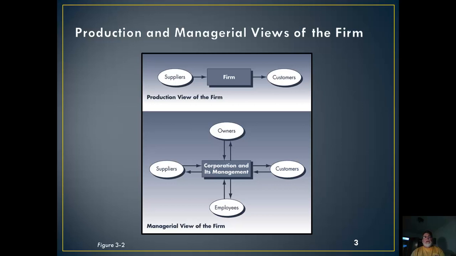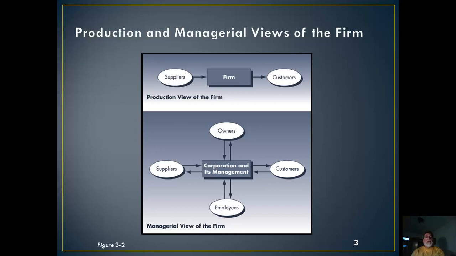The more advanced of the two in this slide is the managerial view of the firm. There you have suppliers who do have a voice because the arrow goes in both directions. The corporation is communicating with them. Maybe the supplier says, we'd like to be paid in a more timely manner, or we'd like for you to consider viewpoints that we have.